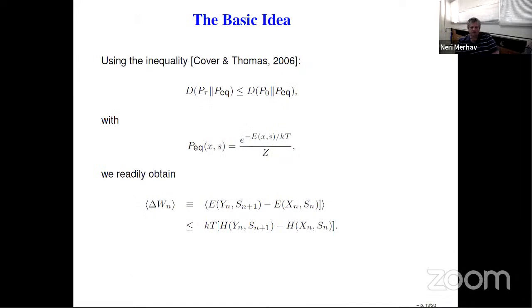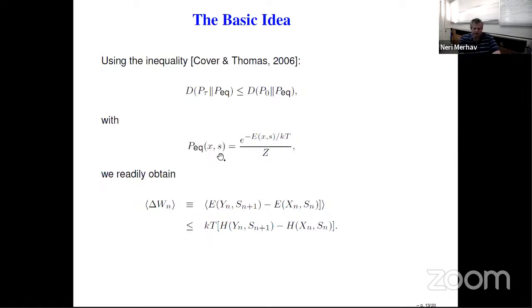So the basic idea comes from the well-known inequality for Markov processes, that the Kullback-Leibler divergence between the instantaneous state distribution, P of tau, and the equilibrium distribution is monotonically decreasing in time. Here, Cover and Thomas is just one reference for that. There are plenty, of course. So at every positive time tau, including the final time of each cycle, the divergence is smaller than at the beginning of the cycle, where it's P naught.